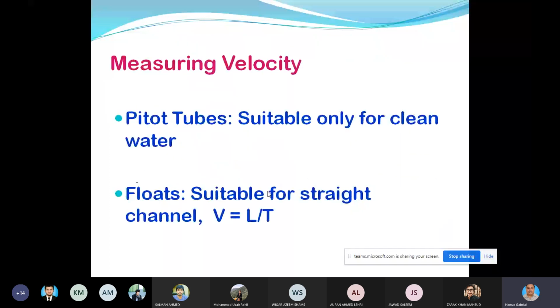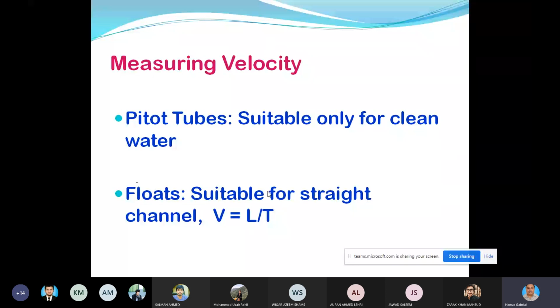साइड डेट वी कैन यूज पिटॉट ट्यूब्स. हम पिटॉट ट्यूब्स भी यूज कर सकते हैं, लेकिन पिटॉट ट्यूब्स आपने लैब में इस्तेमाल की होंगी. डेट इज सुटेबल ओनली फॉर क्लीन वाटर. कि अगर कोई डेब्रिस या कोई सेडिमेंट आ जाएगा तो दे विल बी ब्लॉक. और फ्लोट्स दे आर मोर सुटेबल फॉर स्ट्रेट चैनल्स.